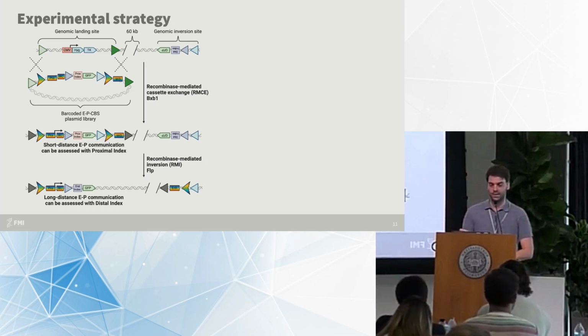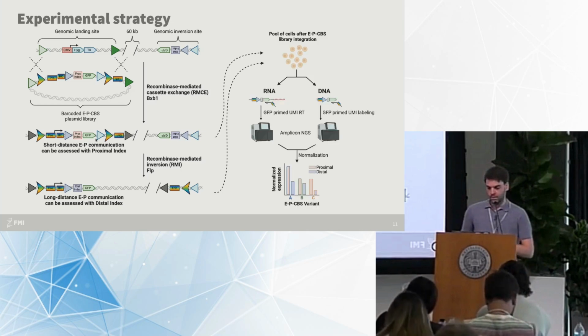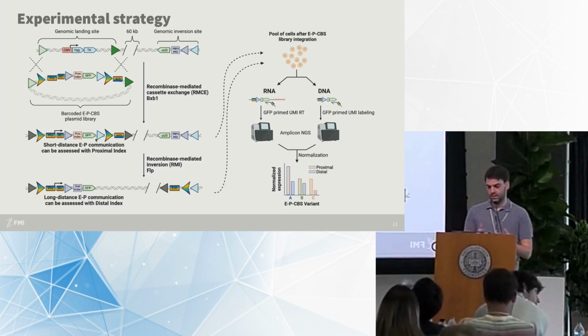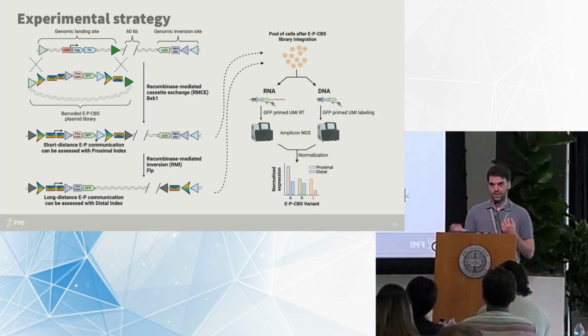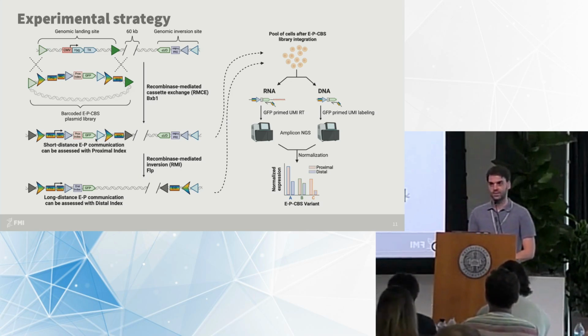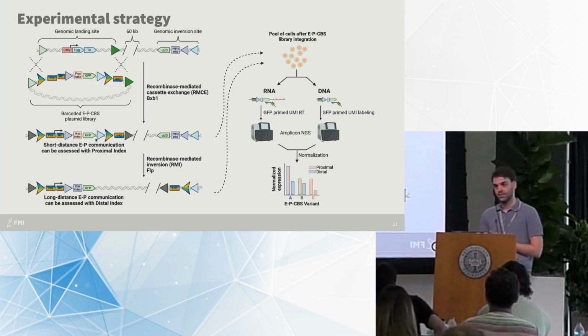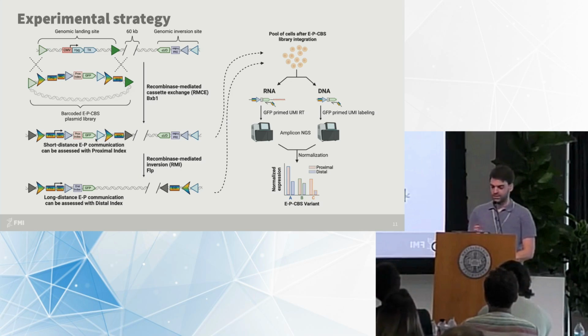So in a single assay, we can investigate proximal-distal communication of different enhancer-promoter-CTCF site variants. And everything is done in a pool. So after all these genome engineering steps, I will have a pool of cells from which I can isolate RNA and DNA. And as I previously said, using next generation sequencing, measure the transcriptional output, or the expression level, of these different variants. And so I would like to quickly show you some preliminary results.